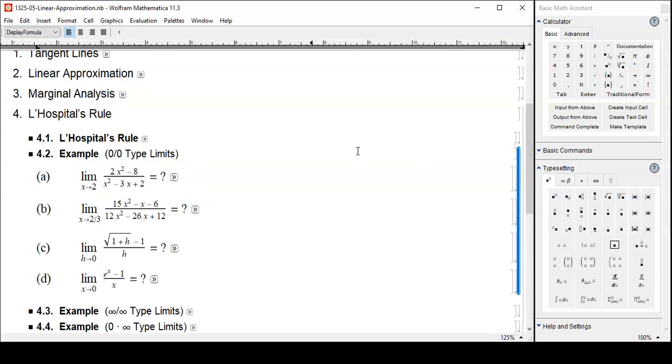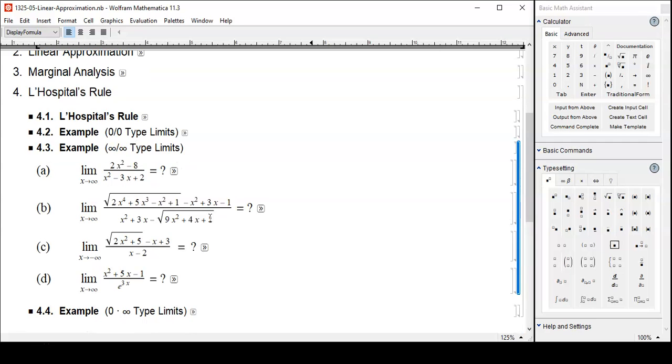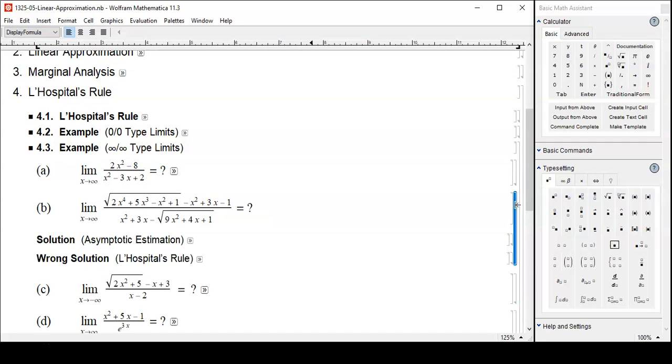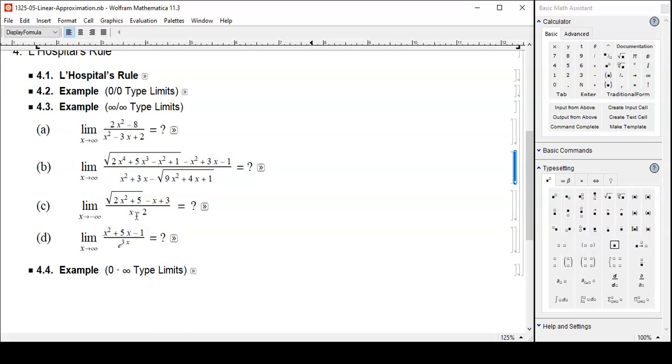For 0 over 0 type limit, no problem, most of the time. For infinity over infinity type limits, things like this can happen. After taking the derivative, it's getting worse than before. You'll have to stop, abandon, and use some other method. You can always use asymptotic estimation. And that is particularly true for radicals.